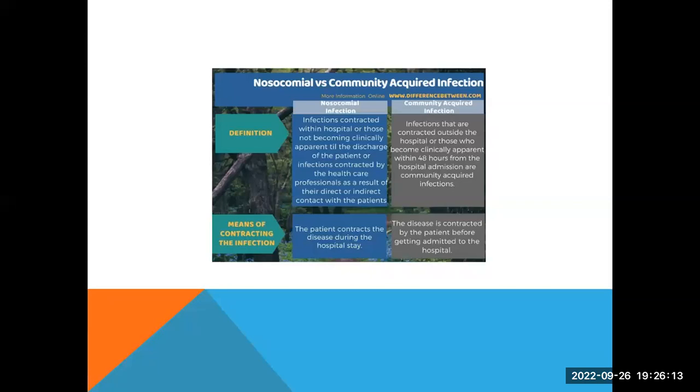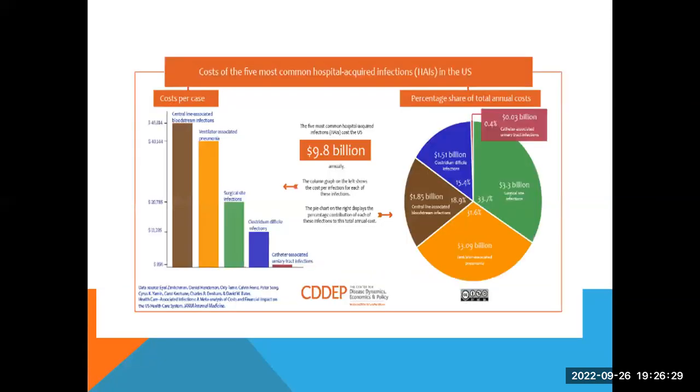And of course, I believe this is very clear, that we are really having a huge problem with the nosocomial infection bits of it, where the microorganisms are strong, where we have the superbugs, we have all of these issues that we will be discussing in the upcoming slides. So this is the Center for Disease Dynamics, Economics, and Policy. And as you can see here, based on this study, the 5 most common hospital-acquired infections, or nosocomial infections, cost the US $9.8 billion annually.